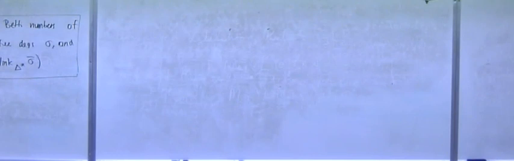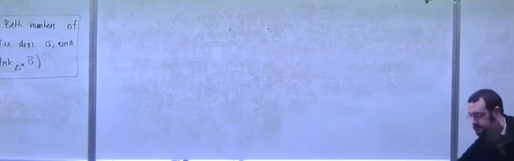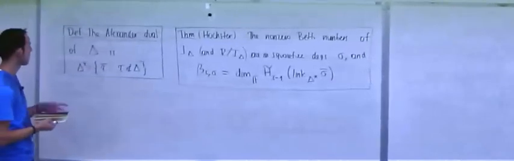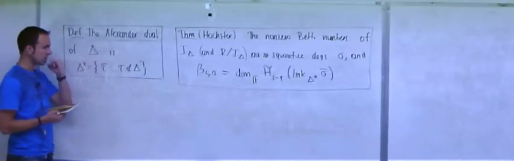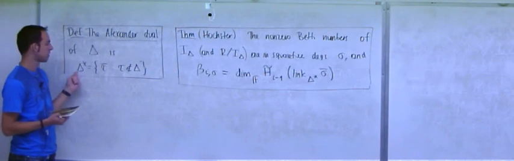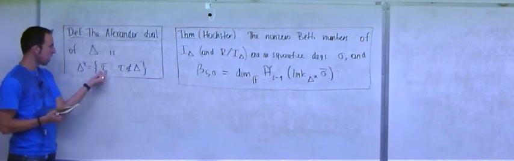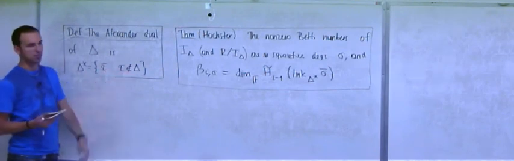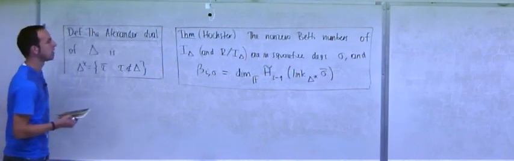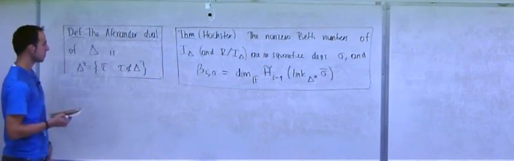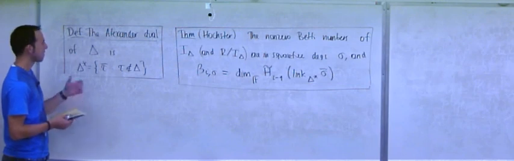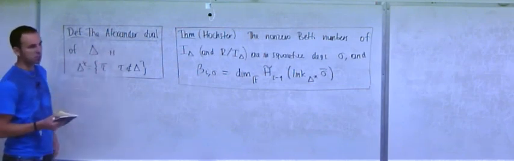So I want to begin the class today by, well, first let me remind you that we defined Alexander duals last time. So we said that the Alexander dual of a simplicial complex delta is another simplicial complex whose faces are the complements of the non-faces of delta. Right?